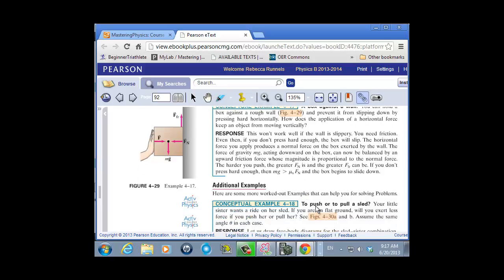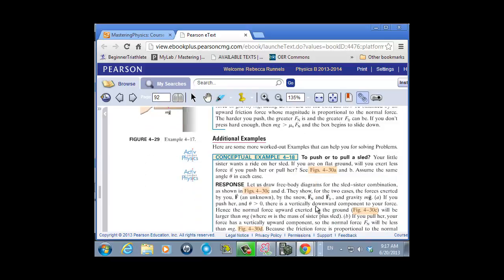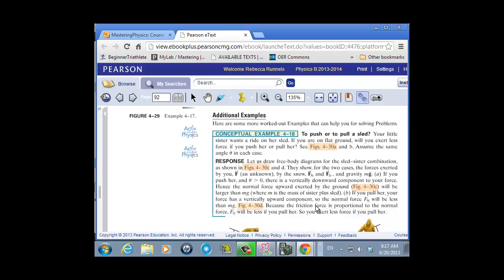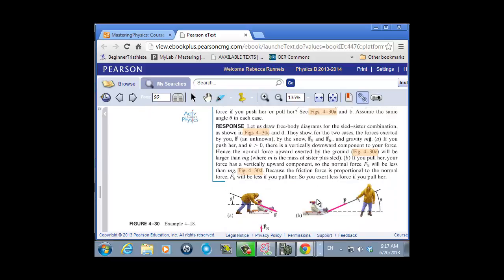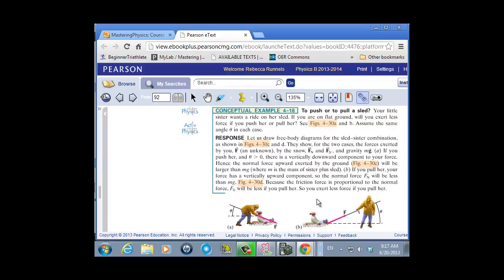Looks like there's another conceptual example here. Okay, so our little sister wants a ride on her sled. Oh, right, we use sleds a lot in Louisiana. Okay, if you are on flat ground, which we do have in Louisiana, will you exert less force if you push or pull her? Assume the same angle in each case. So in the first one, we're pushing from behind, and in the second one, we're pulling.